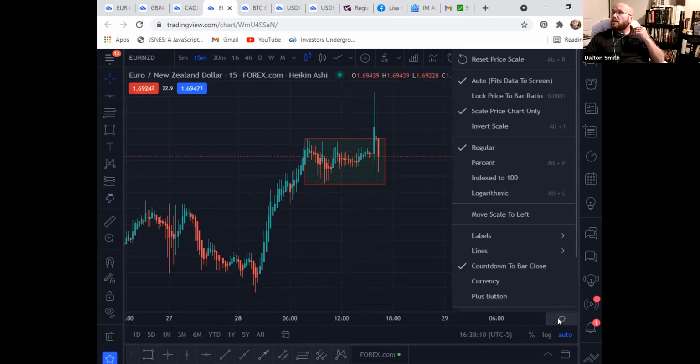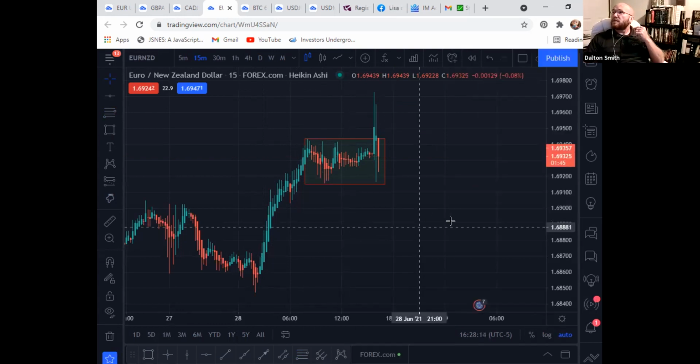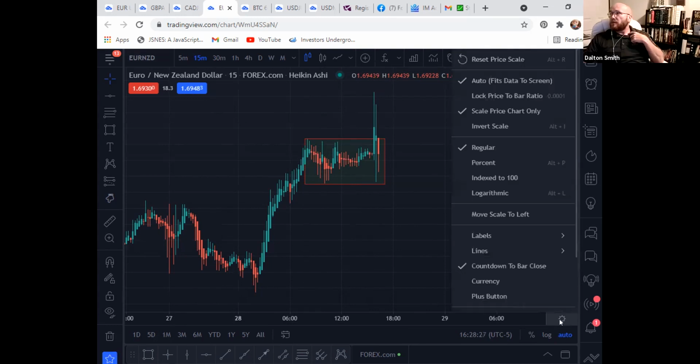Yeah, so that's it. One thing I do have is countdown to bar close. I think that's really cool. I'm on the 15-minute chart. This bar right here is the active bar. It's a 15-minute bar. There's 1 minute and 34 seconds left in that bar. You have to turn that on. And that's right here, countdown to bar close.